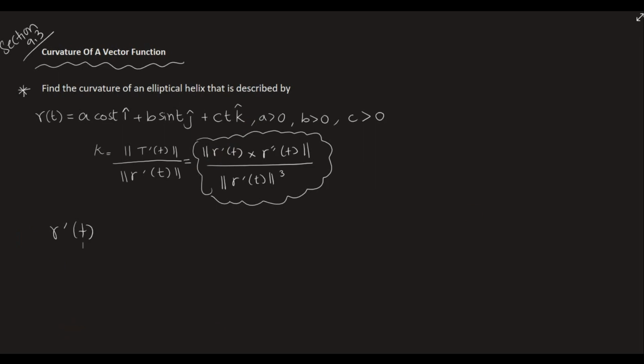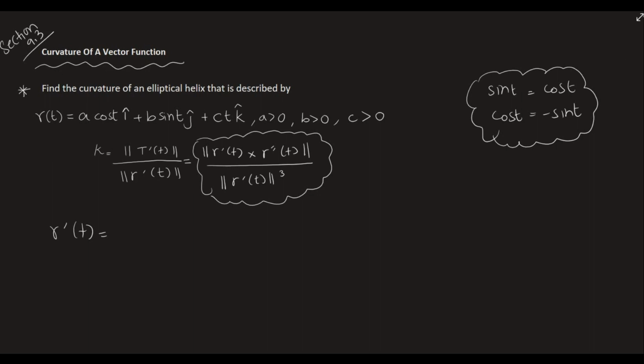To calculate the derivative, just remember this as a reminder: the derivative of sine t is cosine t, and the derivative of cosine t is negative sine t.